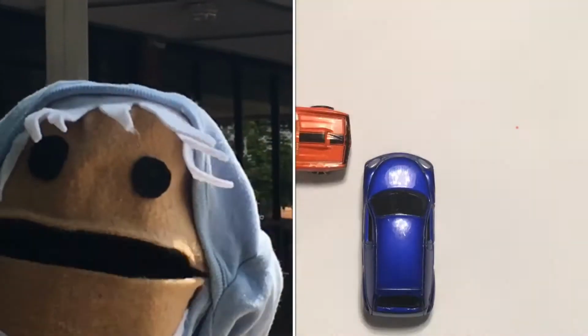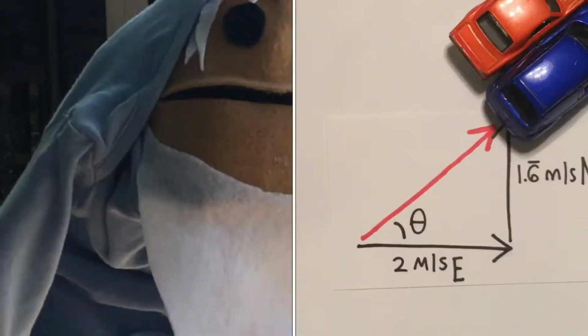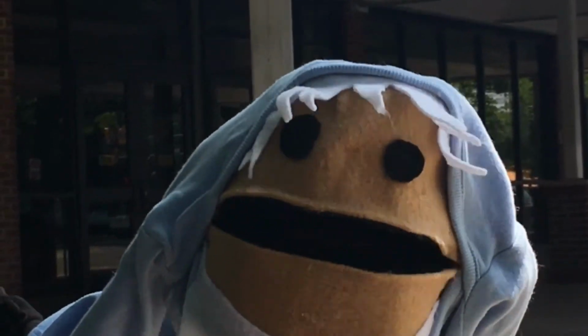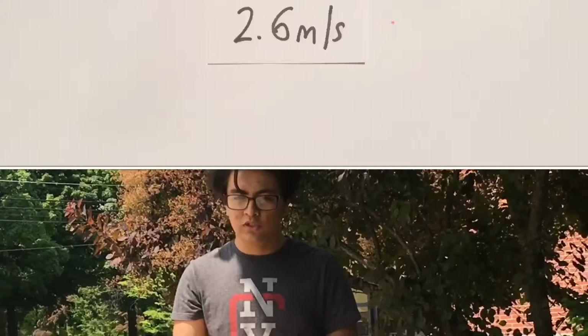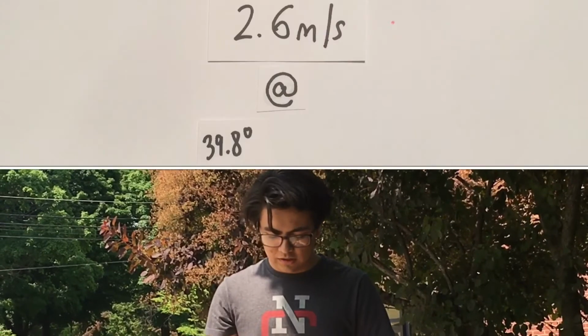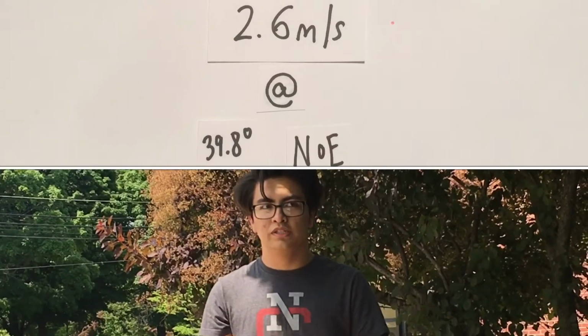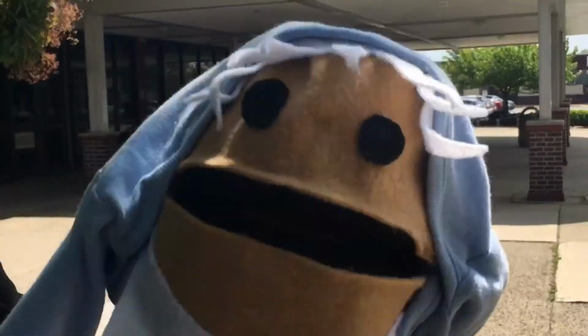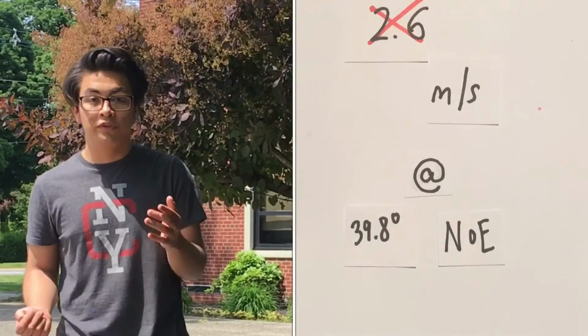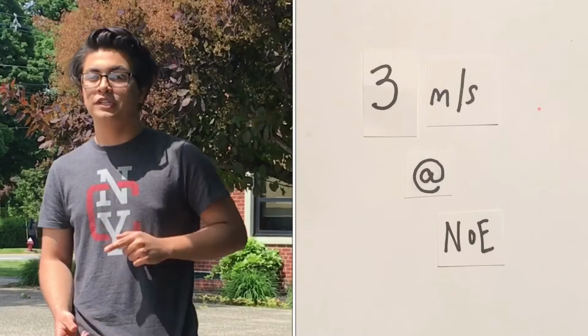When you split up momentums into x and y components using the formula, you see that it goes 2 meters per second east and 1.6666667 meters per second north. Wait, so that would be 2.6 meters per second at 39.8 degrees north of east. Wrong! Use sig figs! Oh, so it's 3 meters per second at 40 degrees north of east.